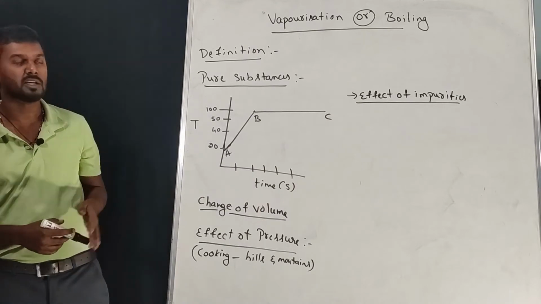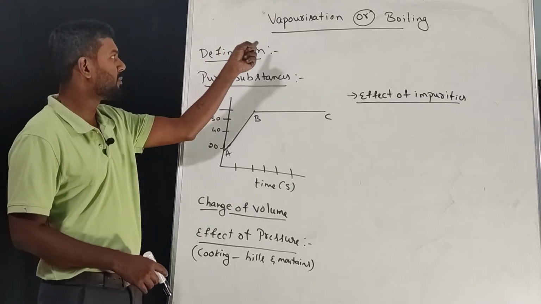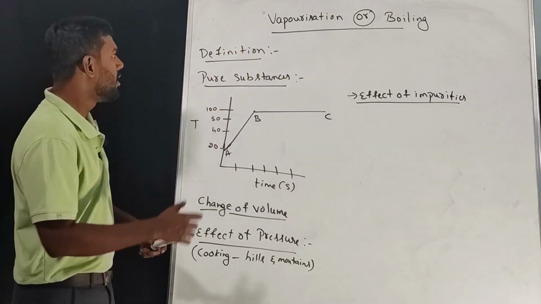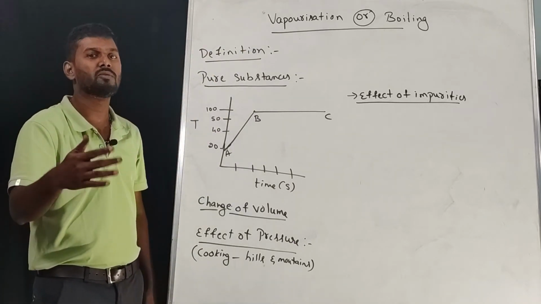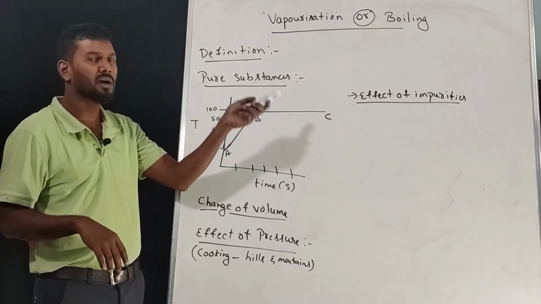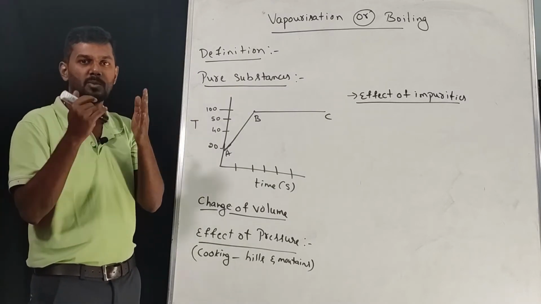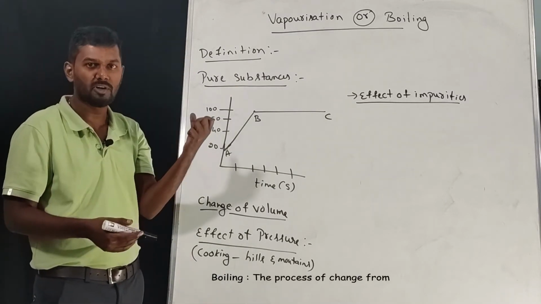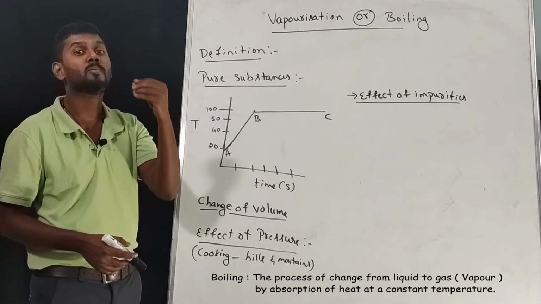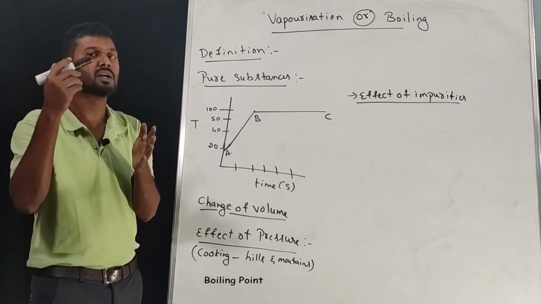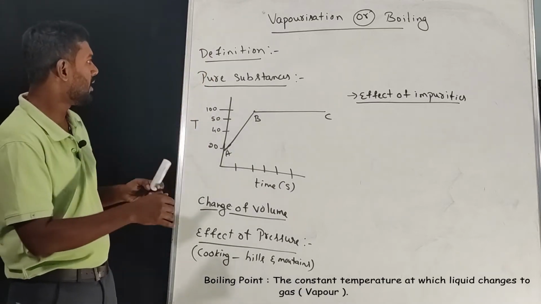Now we'll talk about vaporization or boiling. Boiling and vaporization mean the same, and the definition of vaporization is the definition of boiling. When it comes to definitions, two types you can expect: boiling and boiling point. Boiling is a process of change of state from liquid to vapor at a constant temperature. How can we define boiling point? The constant temperature at which the liquid changes into vapor. This is boiling point. Now the definition is over.